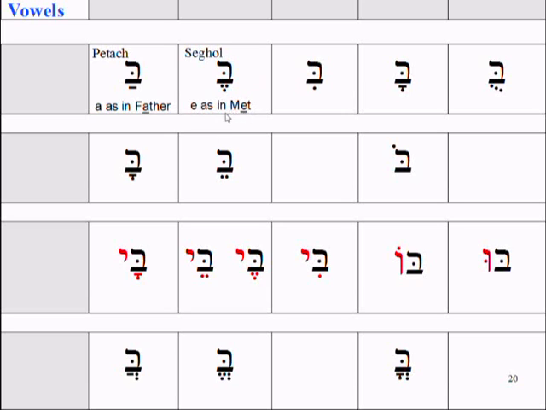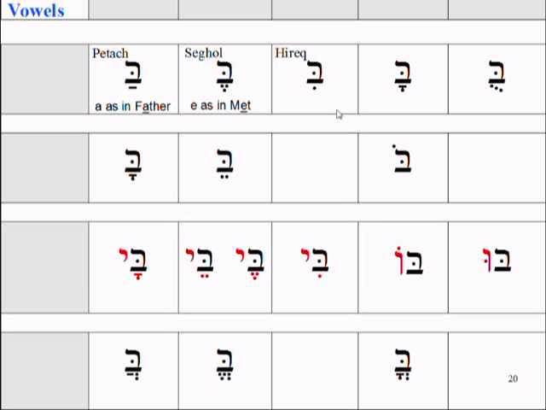As in met. So this is be. This is a ba sound, and this is a be sound. And again, I'm just using this bait as an example. I could put any letter in there, and whatever letter it is, it's the sound of that letter plus the vowel that's underneath it. So here's an ah sound, and here's an eh sound. Ba and be.